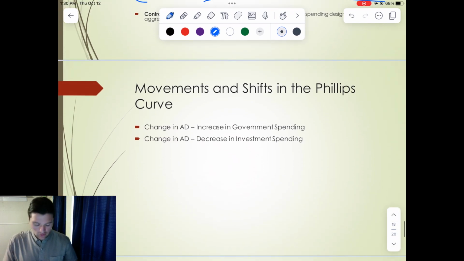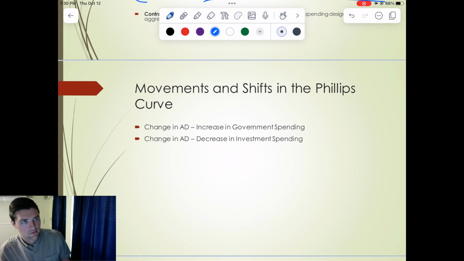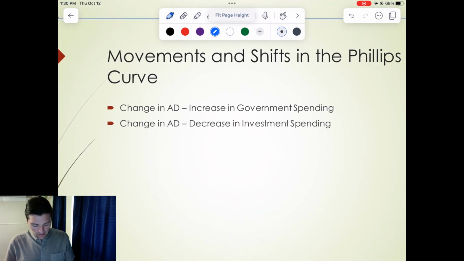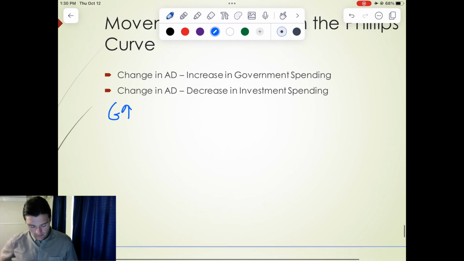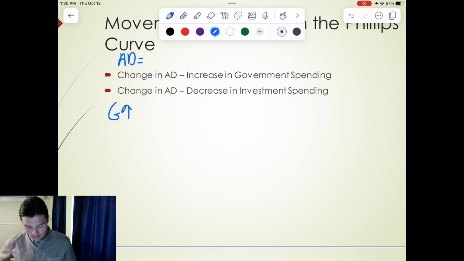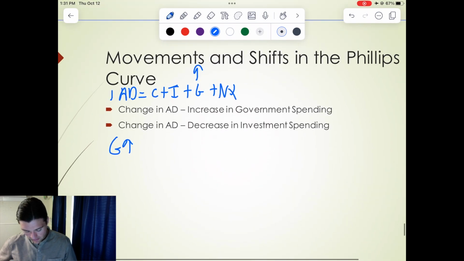So let's talk about shifts and movements in the Phillips curve, because we did see this in the sense of aggregate demand, right? So for instance, if we increase government spending, so G goes up, what happens to aggregate demand? Well, aggregate demand is C, I, G, and NX. So if we increase government spending, that's going to increase here, which increases aggregate demand. So aggregate demand will go up.